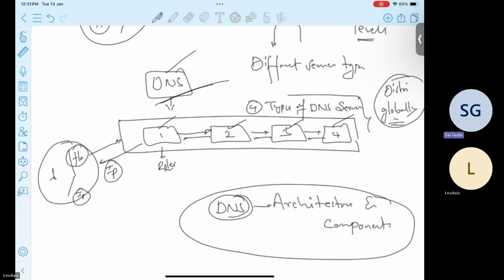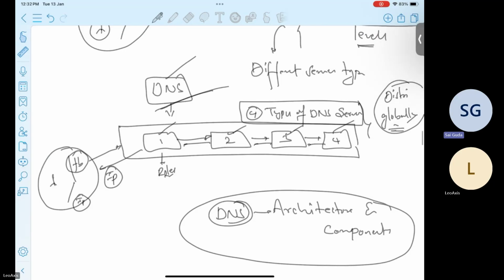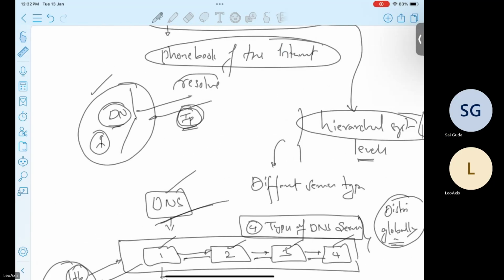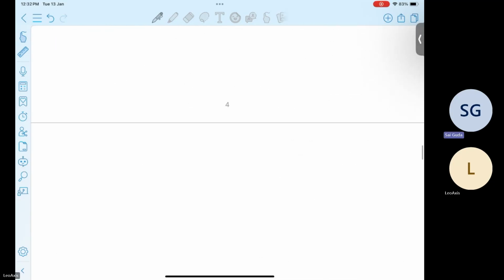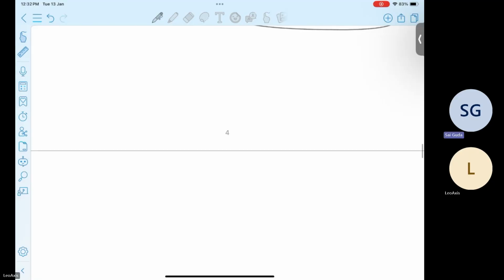there are 4 types of DNS servers. Even in this DNS system, there are 4 types of DNS servers, which help us resolve the domain names to their respective IP addresses. Let's see how it is working, how this process helps us get the respective IP addresses. Fine. Let's start. So we'll see this DNS process step by step.